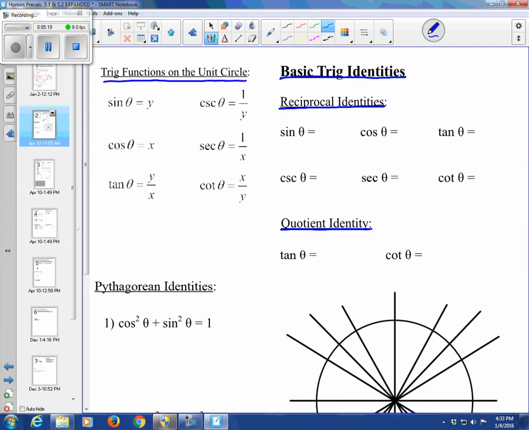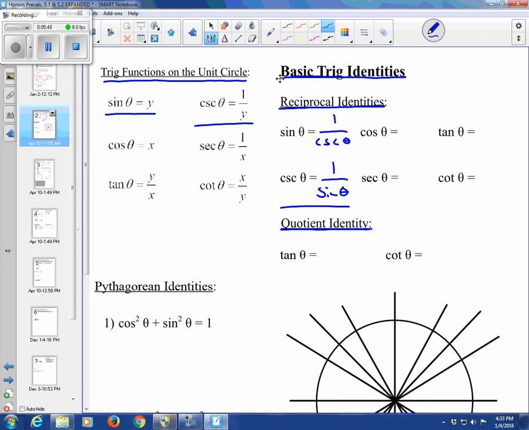So right here, we can say that cosecant of an angle theta is going to be 1 over y. Well, we know that on the unit circle, sine of theta equals y. So right here we can say cosecant is actually 1 over sine theta. If we solved for sine with this expression right here, we would get 1 over cosecant theta, right?